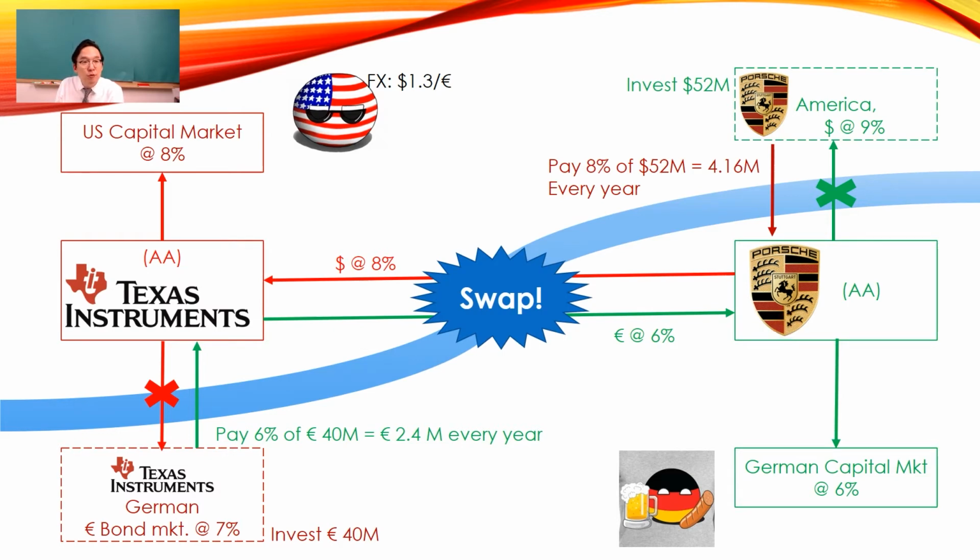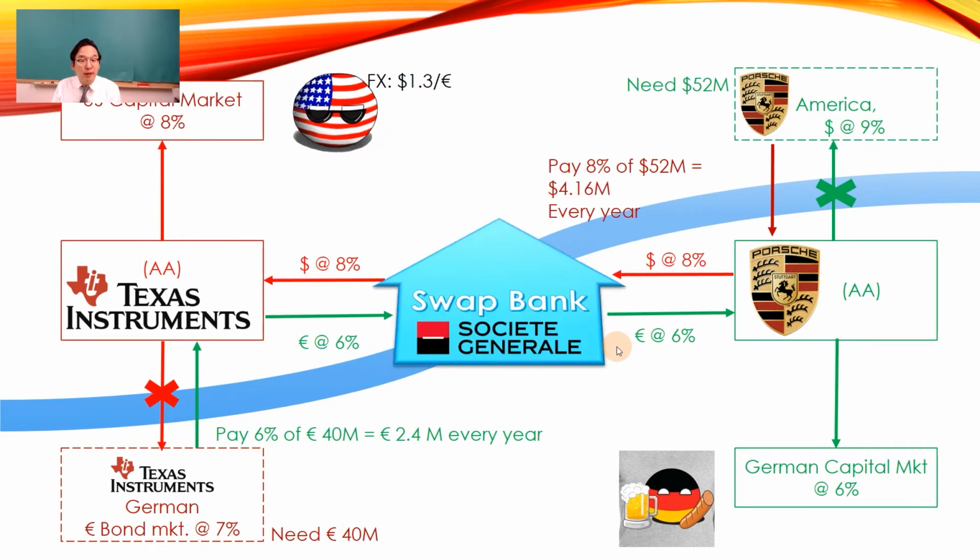But usually they don't know each other. Those CFOs don't know each other. And usually this is where the bankers get in as a swap bank, let's say Societe Generale once more. So in theory, without any bid-ask spread of this swap bank, those transactions can go this way, 8% and 6% like this. This bank works as a middleman.